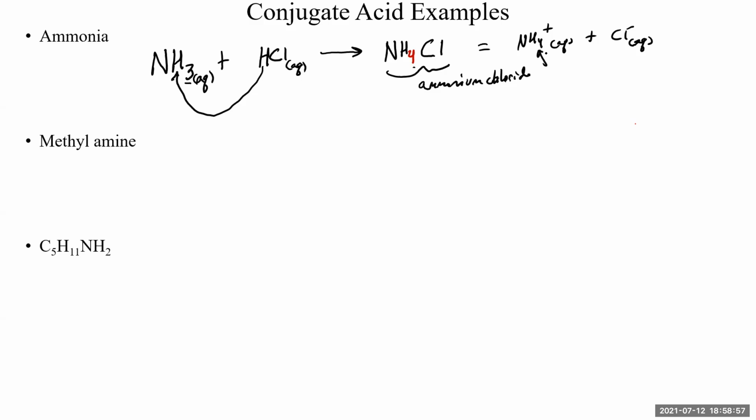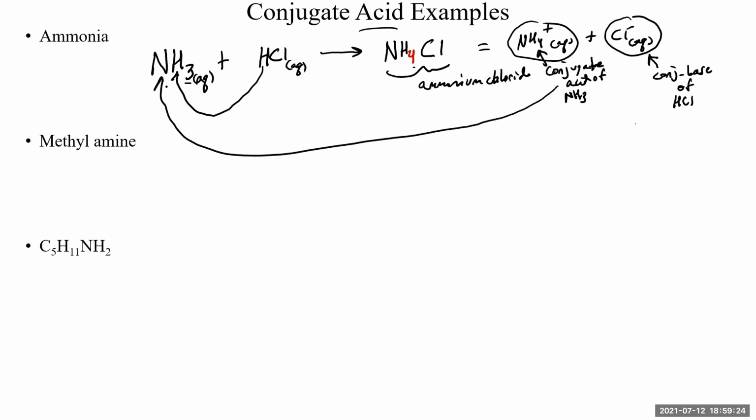And so the conjugate acid of ammonia is ammonium. By the way, the chloride is the conjugate base of HCl. But this is conjugate acid examples, right? So the conjugate acid of ammonia. So we create ammonium from ammonia.